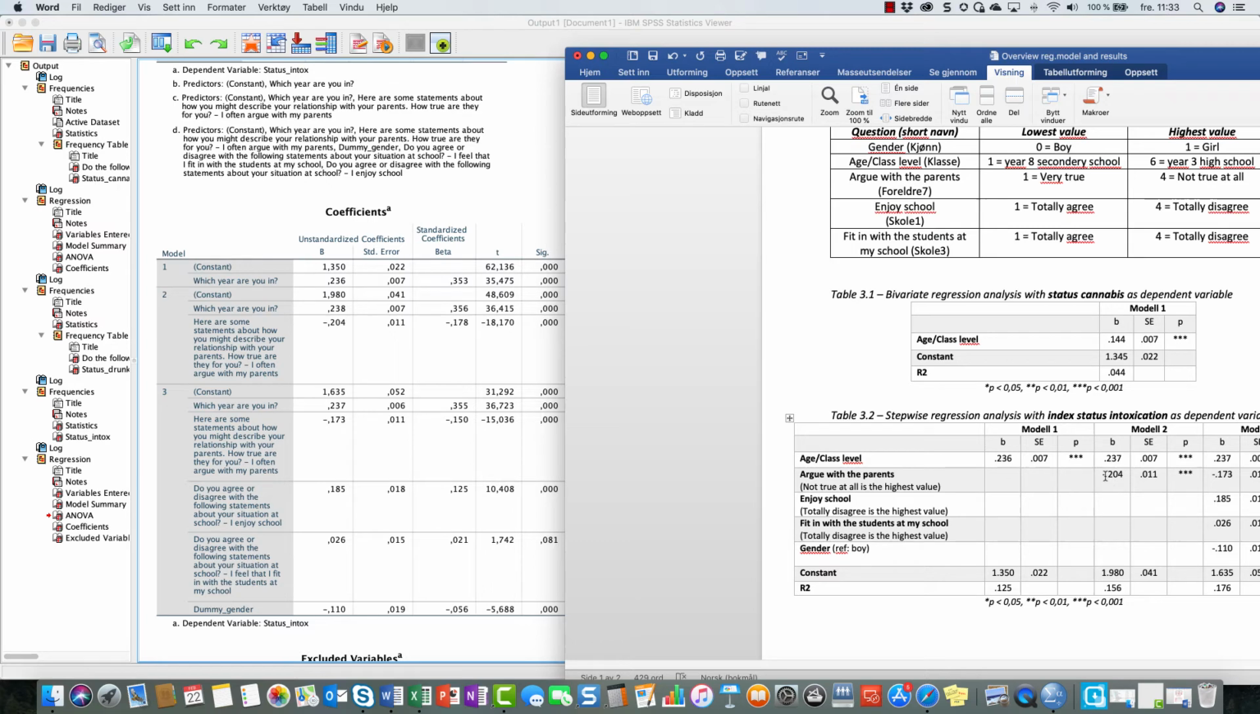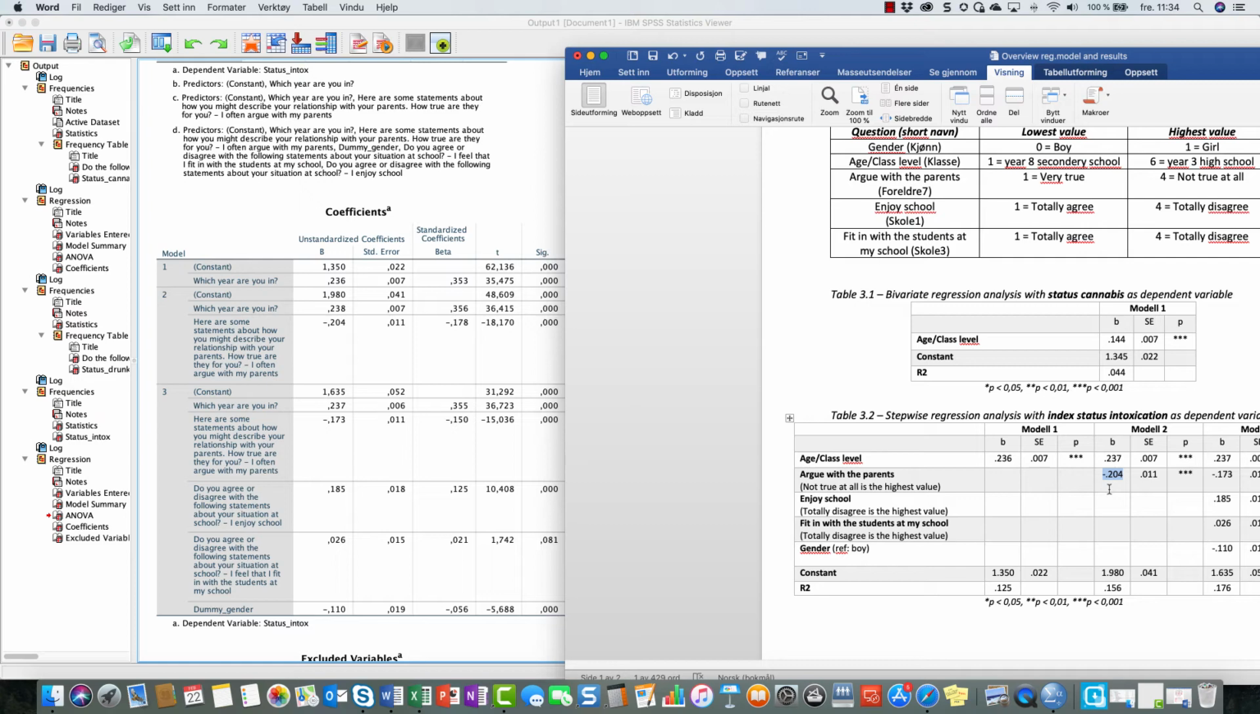Whereas this one is negative. So if you go 1 scale unit up on argue with parents, the dependent variable index status intoxication decreases by 0.204 scale units. And what does that mean? Well, it means that those who say it's less true that they argue a lot with their parents, they do not think it increases your social status to get intoxicated.